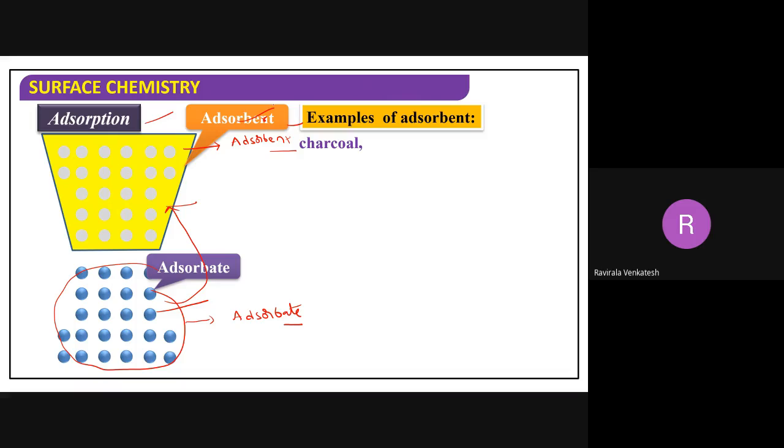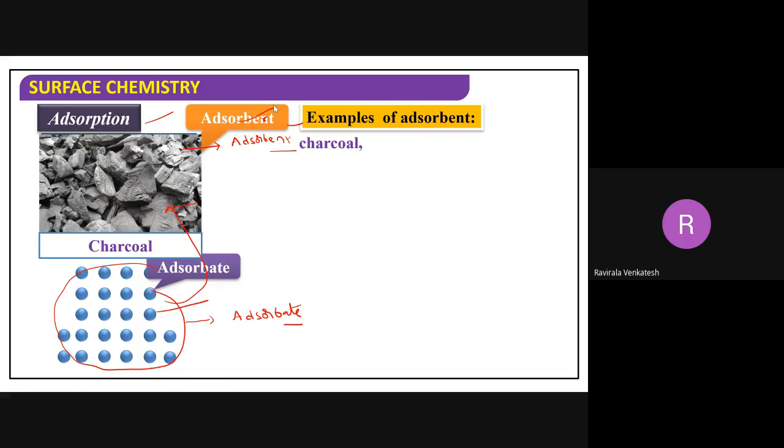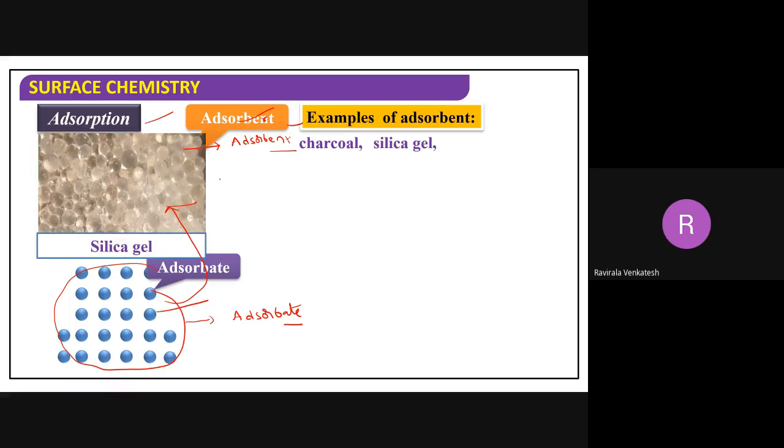Examples. What type of examples can we take? What type of surfaces can we take as adsorbents? Charcoal is the best example because charcoal adsorbs air, isn't it? Charcoal is the best adsorbent generally we'll take here. Silica gel, generally we see in refrigerators. Silica gel absorbs the moisture.